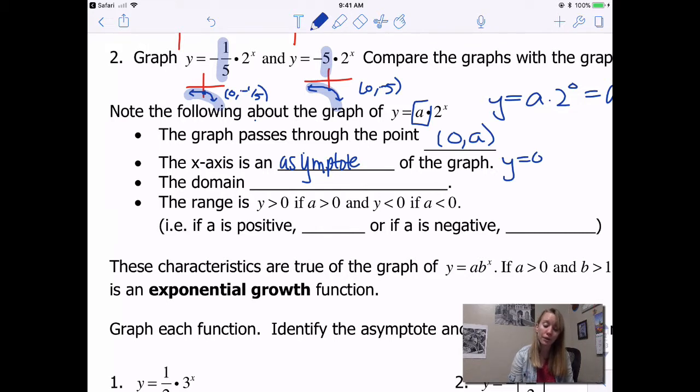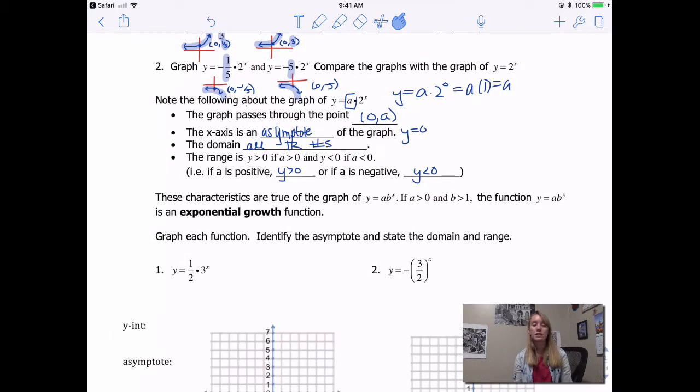The domain is all real numbers. This is the sign for real, it's like an R with a double bar. The range is going to be y is greater than 0 if a is positive, and y is less than 0 if a is negative, meaning that my entire graph has to be either above or below that asymptote, because we kind of think about it like a force field. You can't pass through that asymptote. If a is positive, we've got y is greater than 0. If a is negative, y is less than 0.